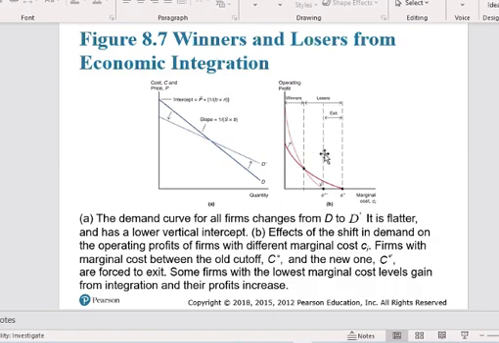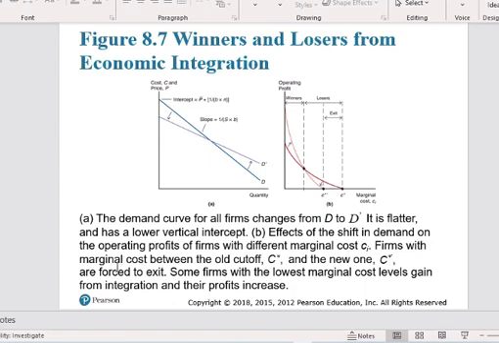So this is what we will be showing. Some losers will exit. Some inefficient manufacturers will be exiting the market because they cannot really compete, since they have higher costs. So here we have panel A and panel B. A here is the demand curve for all firms, changing from D to D prime. It's flatter and it has a lower vertical intercept. And B is the cost.